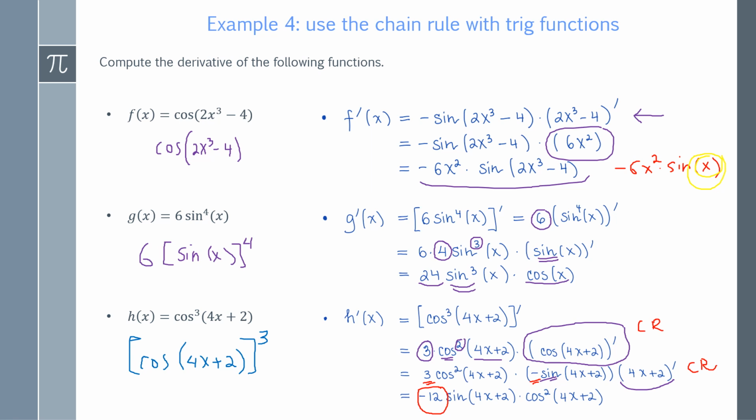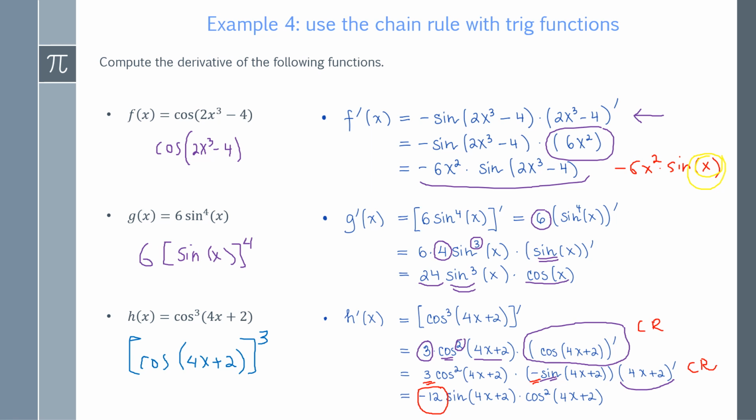Now I write out the rest of my terms. That would be sine of 4x plus 2 times cosine squared of 4x plus 2, or you can write them in a different order. That doesn't matter. It's all going to be equivalent, but that is what we have to do here. We apply chain rule several times. Notice that the last example is kind of like a combination of the first and second example, where we have both scenarios. Not only do we have an argument of the trig function that's different from x, we also have our trig function raised to a power.